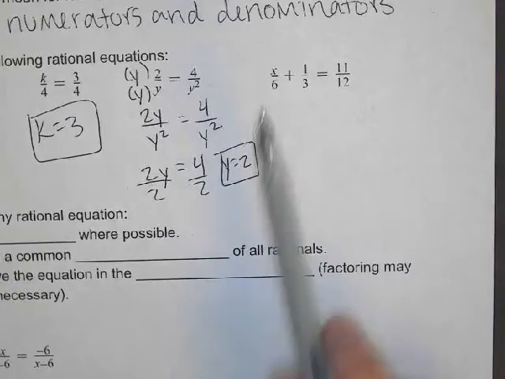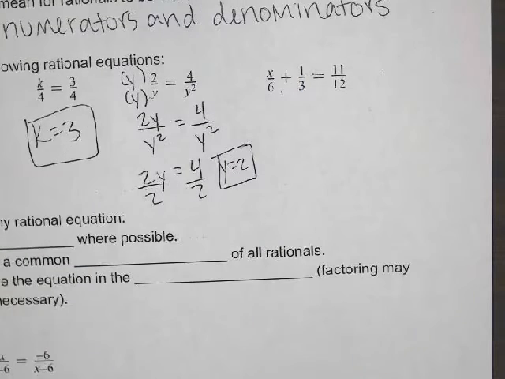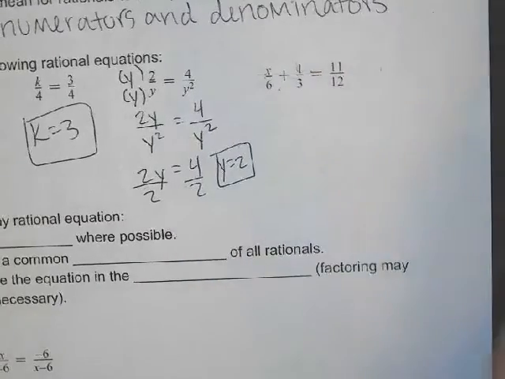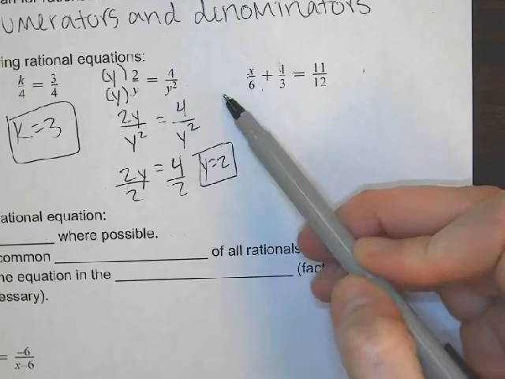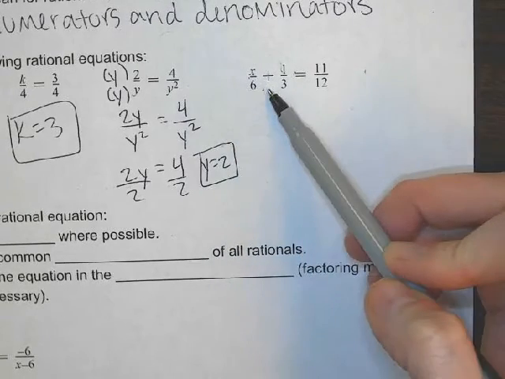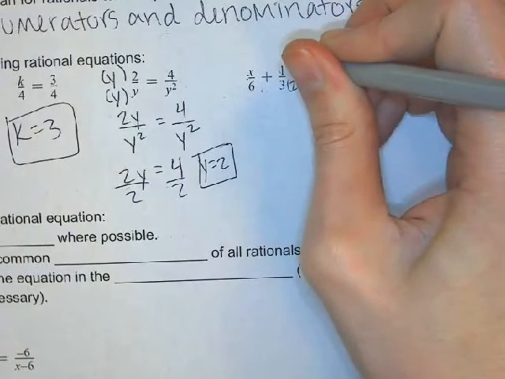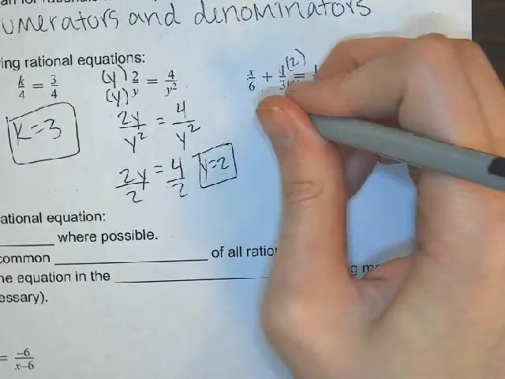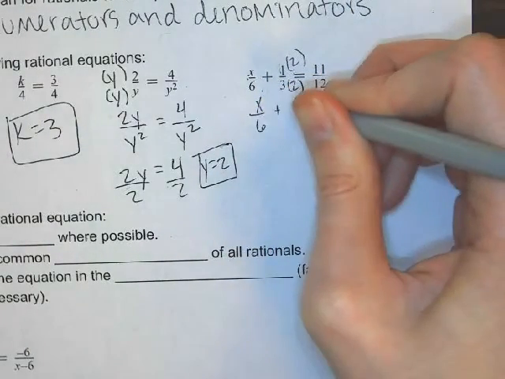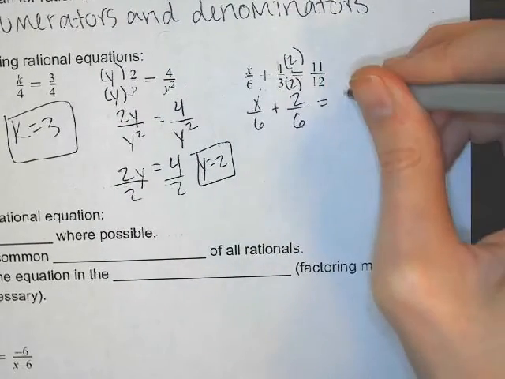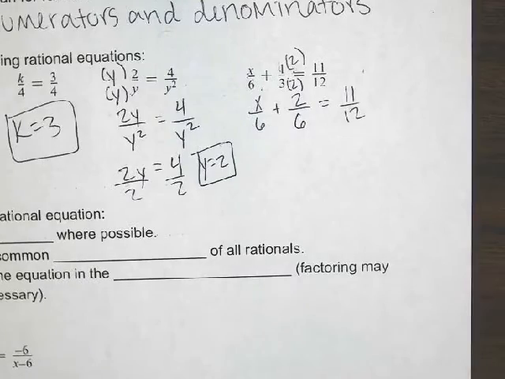So can I just say x plus 1 equals 11? What should I do first if I'm trying to compare it to the other one? Get the same denominator and then compare it. So let's add these fractions. How can I make the same denominator? Is 6 missing a factor that gives me 3? Is 3 missing a factor that could give me 6? 2. So let's multiply 3 by 2 and 1 by 2. And we rewrite x over 6 plus 2 over 6. And those are supposed to add to give me 11 over 12.